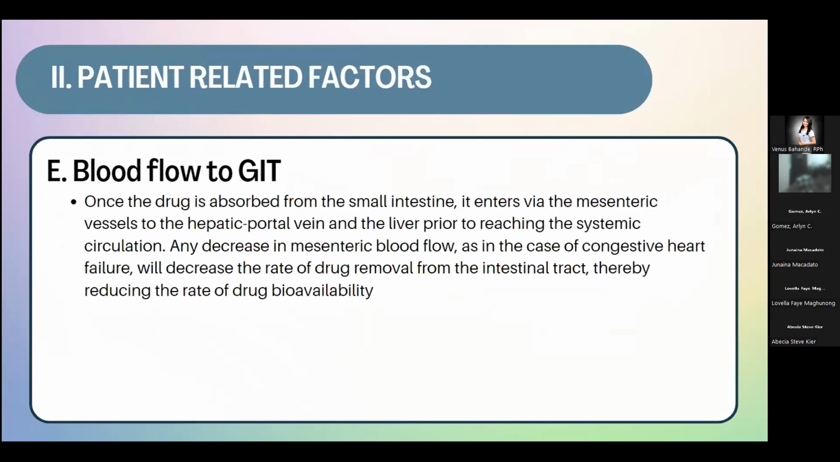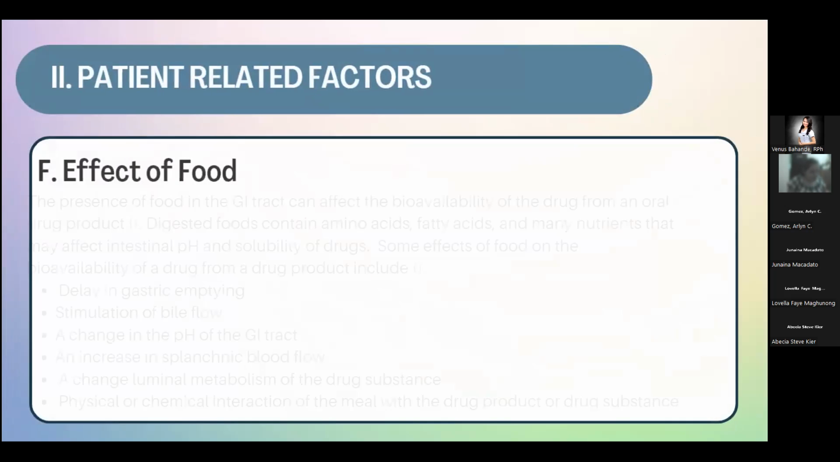And next is the blood flow to the GIT. So once the drug is absorbed from the small intestine, it enters via the mesenteric vessels to the hepatic portal vein and the liver prior to reaching the systemic circulation. So any decrease in mesenteric blood flow, as in the case of congestive heart failure, will decrease the rate of drug removal from the intestinal tract, thereby reducing the rate of bioavailability.